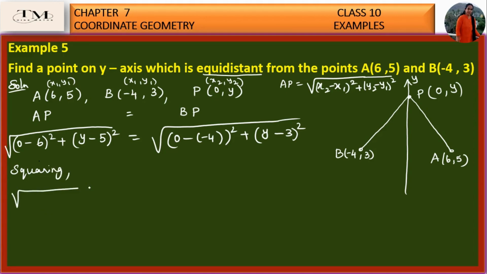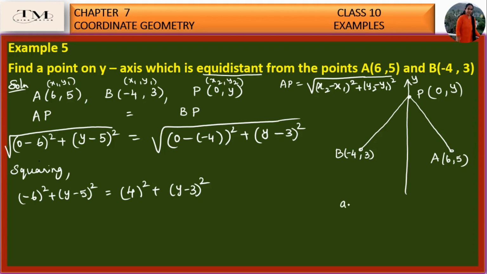If we square on both sides, this root gets cancelled. So we should not write the root. There will be 0 minus 6 whole square, so it will be minus 6 whole square plus y minus 5 the whole square, which will be equal to 0 minus minus 4. It will be 0 plus 4, 0 plus 4 is 4. So 4 square plus y minus 3 whole square.